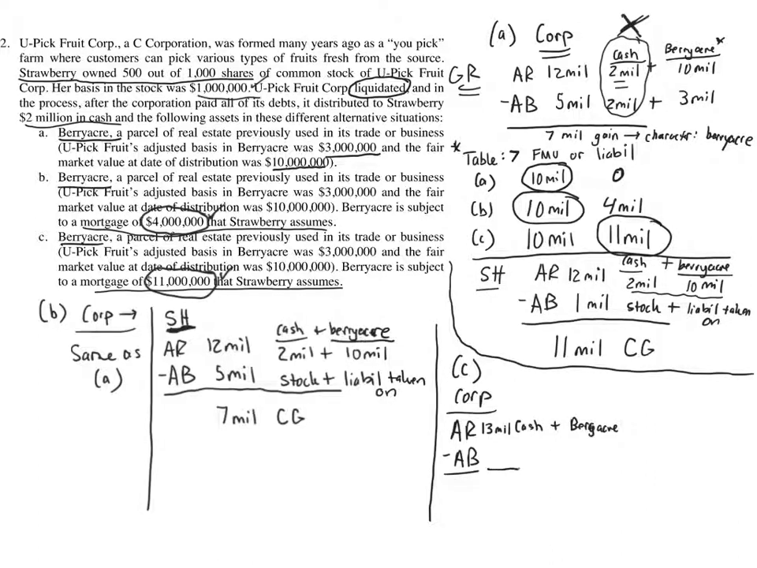Minus the adjusted basis of the property given up, that's going to remain $5 million. Why? Because we've got $2 million cash, we've got $3 million basis in Berry Acre, so it stays $5 million. Same as A. That's an $8 million gain. The character is whatever Berry Acre is.